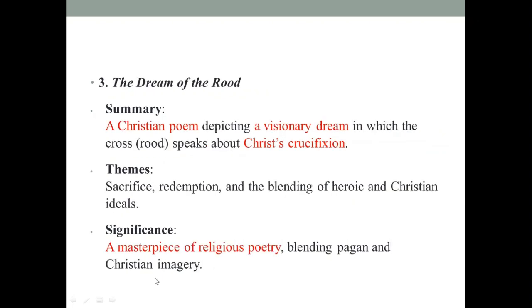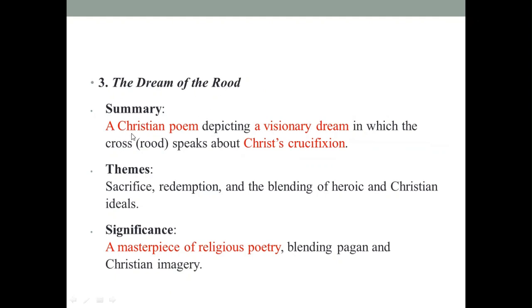Then the next, the third one, is The Dream of the Rood. Rood means a crucifix, that is, a cross which we see in Christianity. The cross which Jesus Christ carries, that cross symbol. Rood means cross.